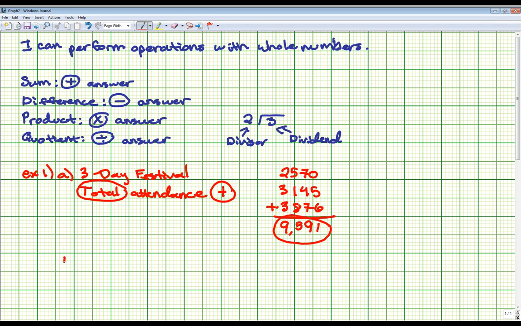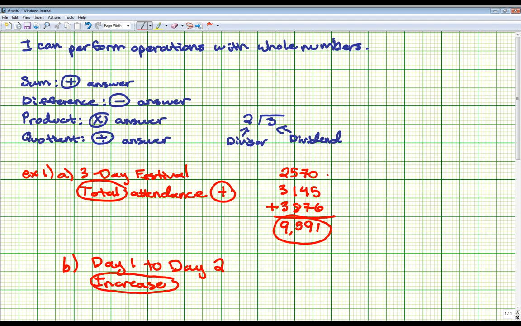And question B. Question B, if we look back on page 4, says, what is the increase in attendance from day 1 to day 2? So we're looking from day 1 to day 2, so we'll write that down. And increase is what we're looking for. So important word there. What is the increase from day 1 to day 2?